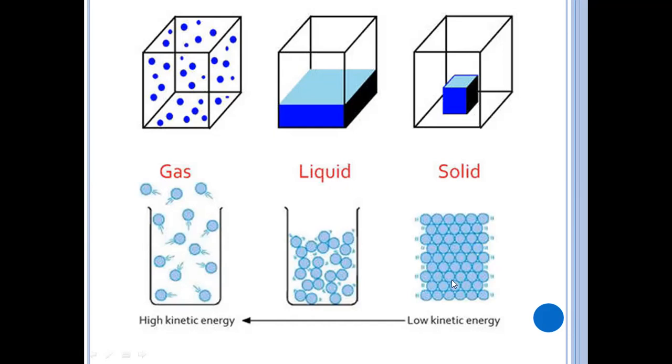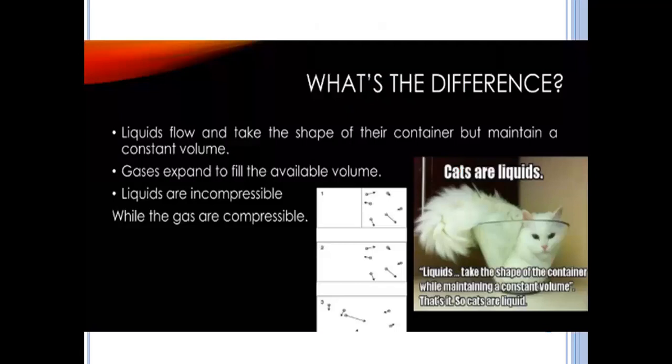Based on the placing or the spacing of the molecules, we classify the state of matter. So what is the difference? If you allow the liquid to flow in, it takes the shape of the container itself and maintains a constant volume. Whereas gas tries to expand to fill the available volume. The first picture is a solid, the second is a liquid, and the third is your gas.